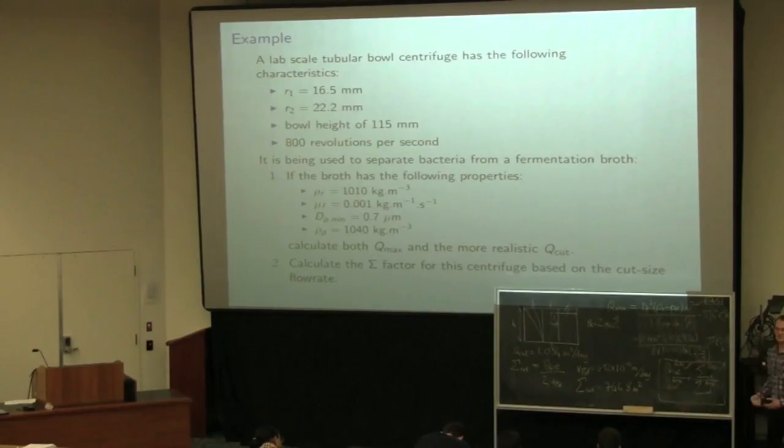Where we're going eventually is to say, for a given volumetric flow rate that I need to treat in a much larger scale unit, so if I'm producing the same material, say at 10 meters cubed per day, I know what Q cut should be for a large scale unit. What is the corresponding sigma for that unit? And once you have sigma, it's very much like we had for the beer design problem. Once we have sigma, we can pick R1, R2, H, and the operating speed omega to satisfy that sigma value. Okay, so that would be the third part of this question in a design case.